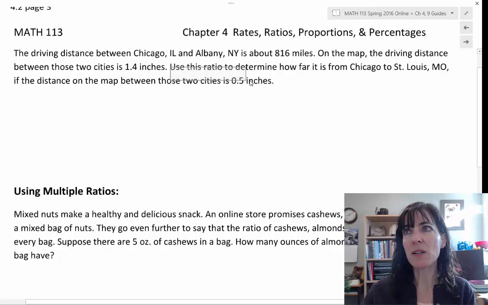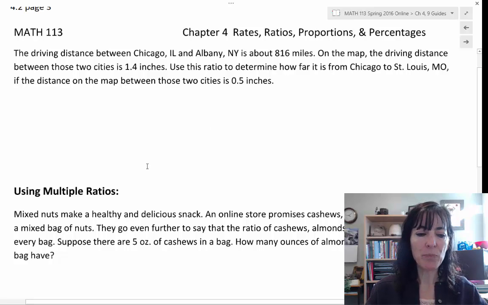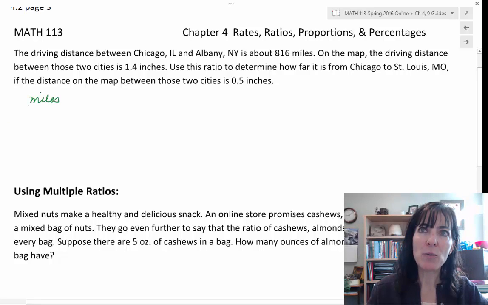And that's what it's asking us to do: use this ratio to determine how far it is from Chicago to St. Louis if the distance on the map between those two cities is 0.5 inches. So again, if you've got a lot of information, and it's saying ratio for sure, you can do miles. We know we have miles, and we know we have inches.